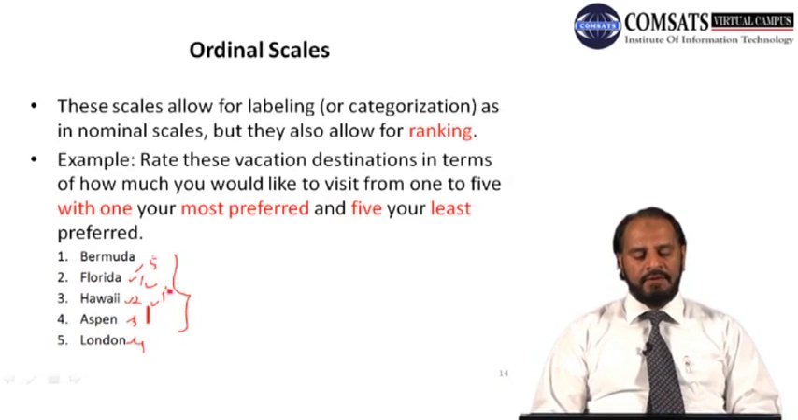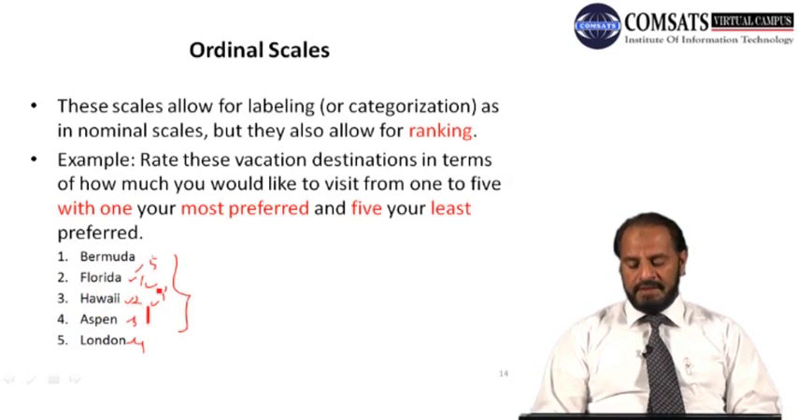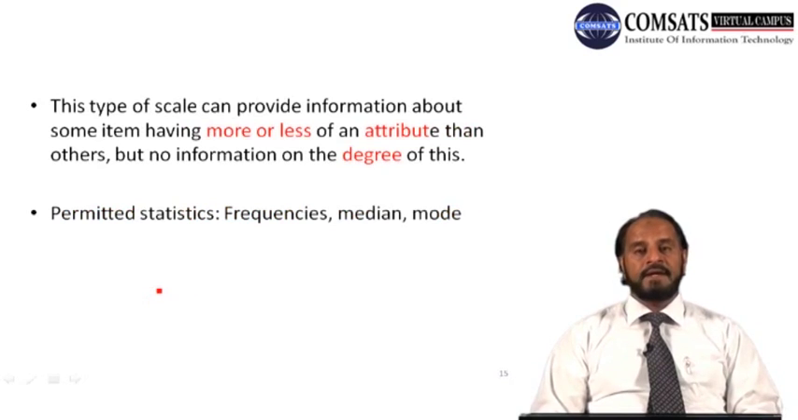Although it does tell you this is your first choice, second, third, fourth, fifth, which of these you like more, how much more you prefer one over another, that information is missing. As we said earlier, that information can be obtained from what we call the interval scale, which we're going to talk about in a short while.